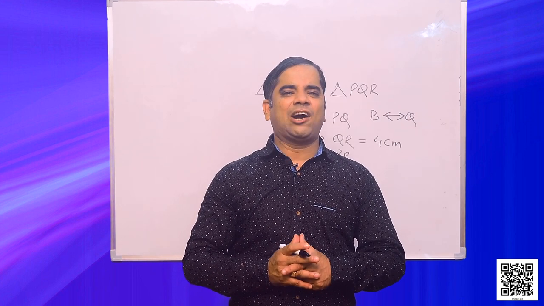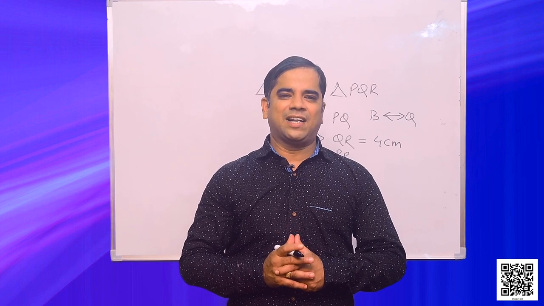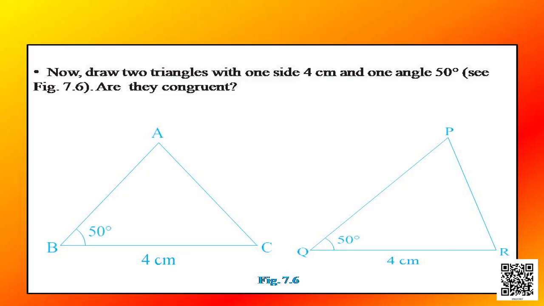Let us check it out for another pair of triangles. Okay, so as given in your book, we have a pair of triangles, triangle ABC and triangle PQR. In this case, AB is corresponding to PQ because they have equal value of 2 cm. BC is the corresponding side of QR having equal measurement of 4 cm.